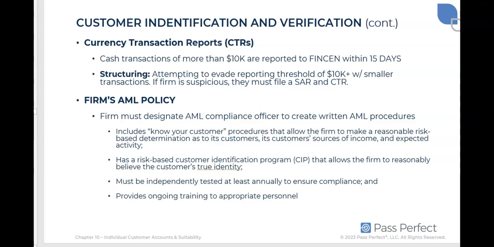So first off, know your customer, to make reasonable risk determinations about them. Have a customer identification program, a CIP. That's the steps we use to find out that they are who they say they are. And it also has to be tested. Their anti-money laundering program has to be independently tested.